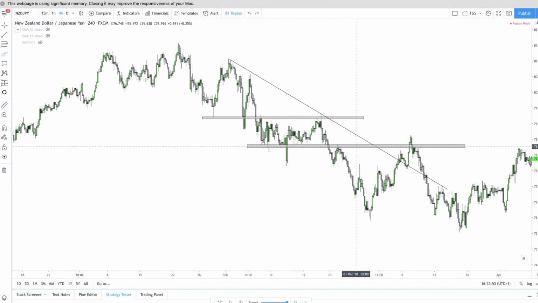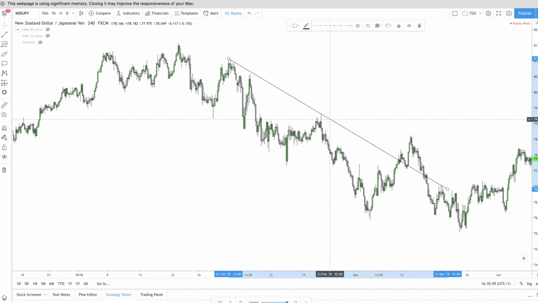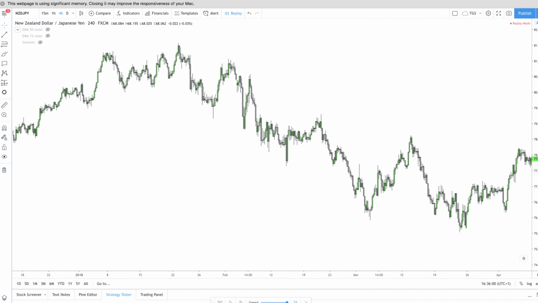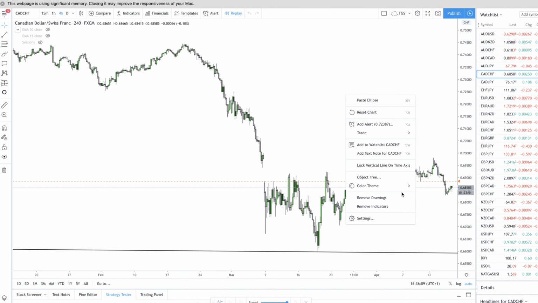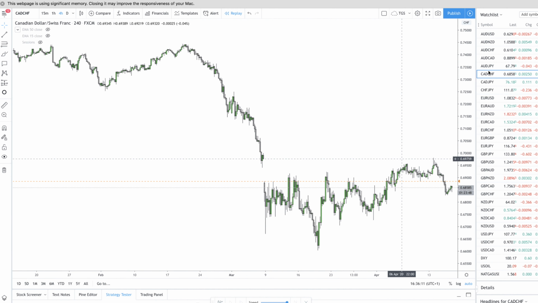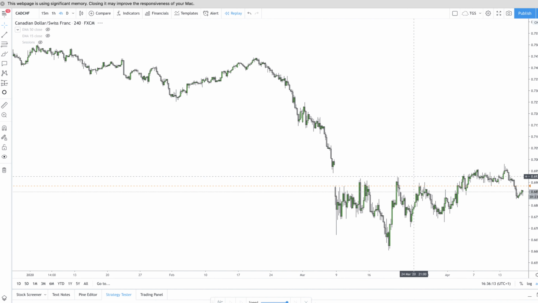So that's plotting minor zones. We're going to another pair and we'll look at some key levels. If we say, for example, let's not pick an NZD pair. Let's go CAD Swiss. So let's remove drawings. Let's just get rid of this alert.